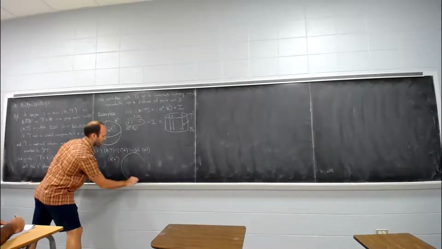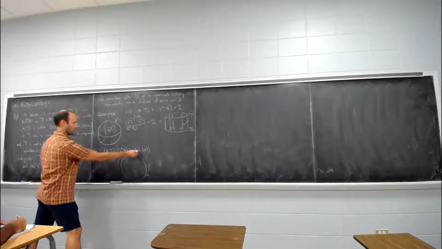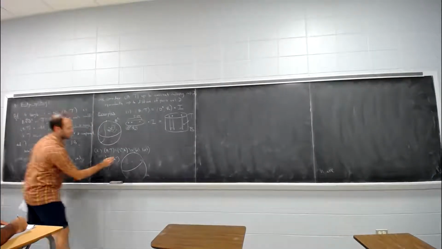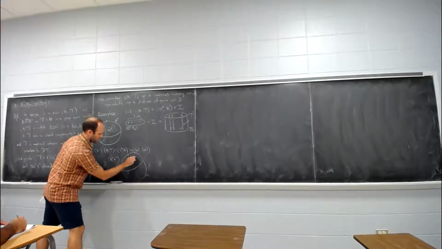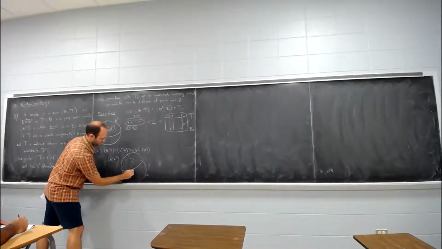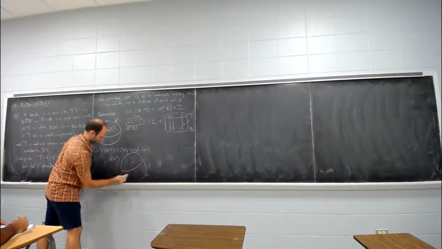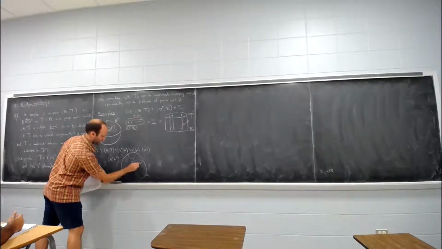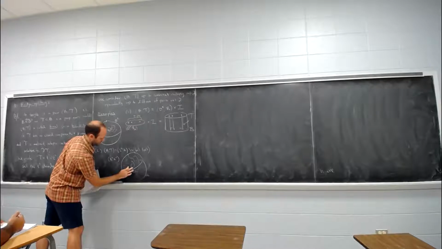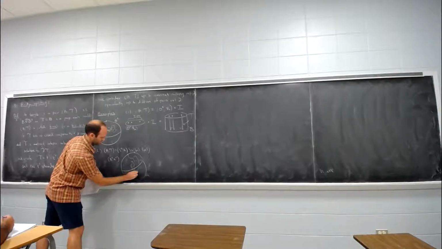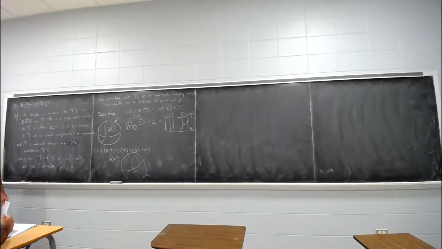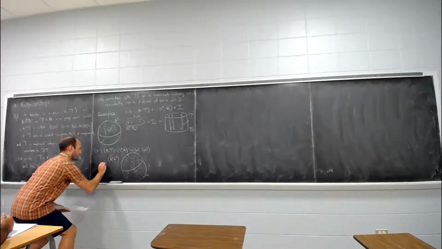So what does this look like? Well, if we remove a neighborhood of a point from S3, we're left with the 3-ball. And since that point was located on a knot, we get a knotted arc in the 3-ball. And this one is not trivial.